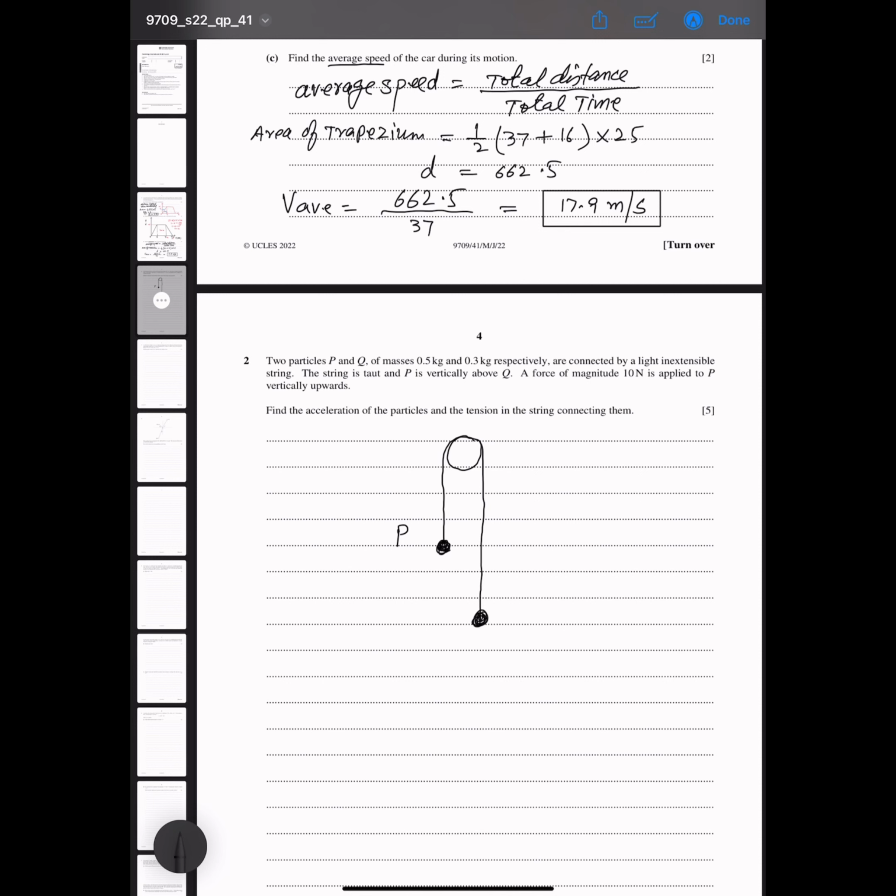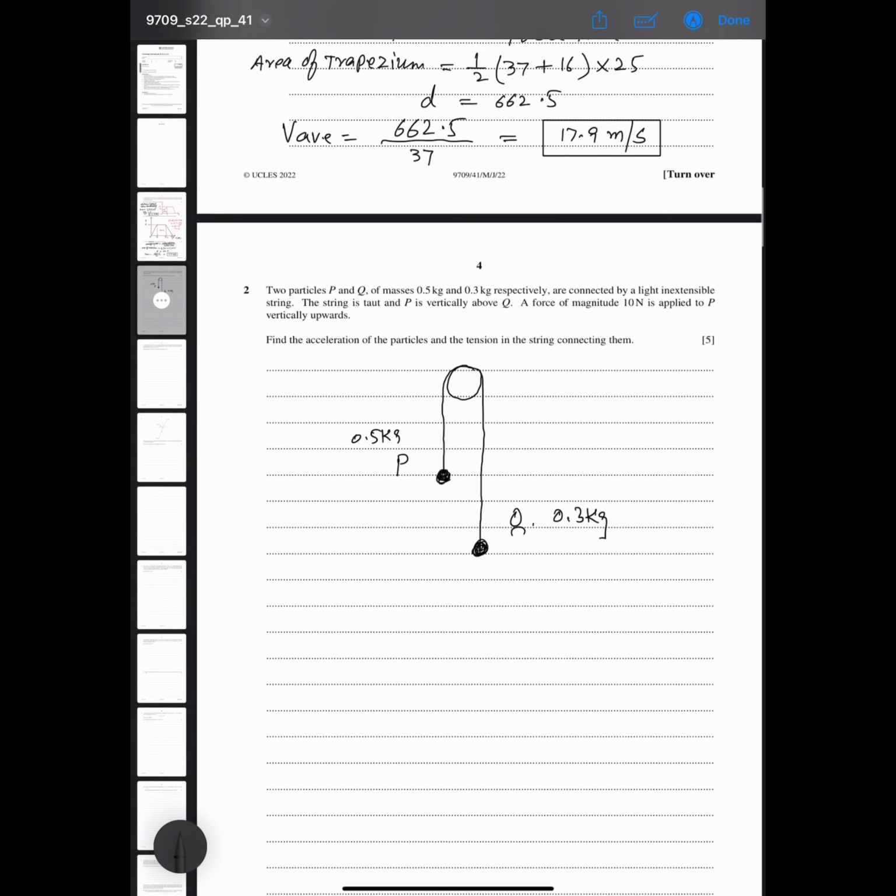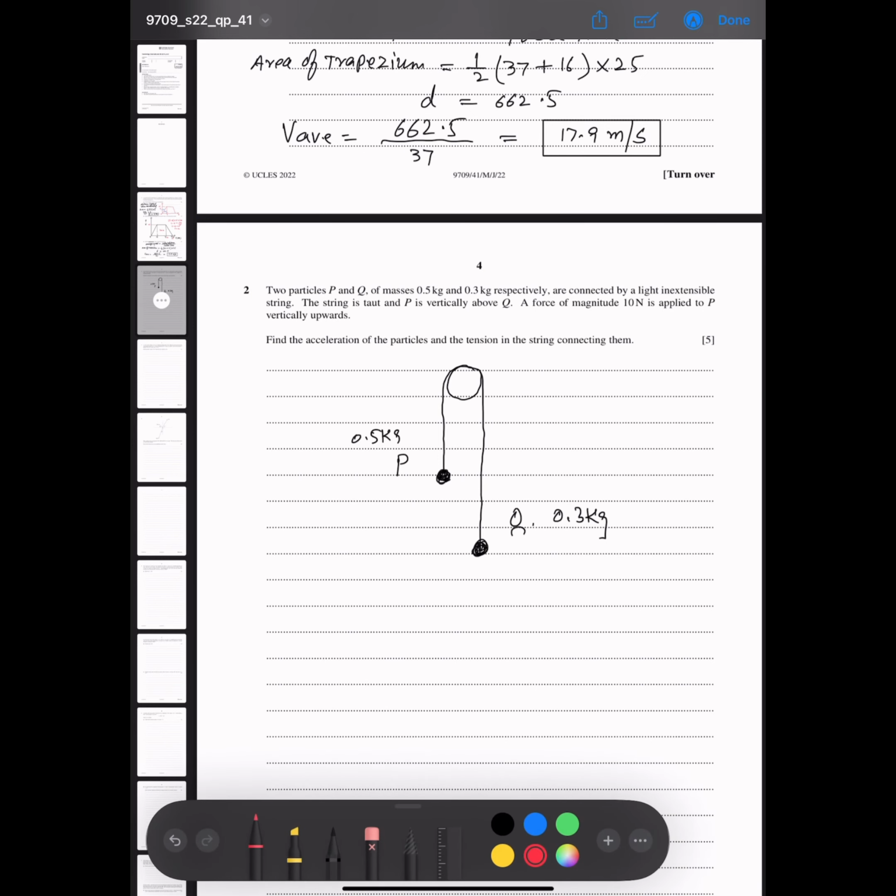This is particle Q, 0.5 kg is the mass of P, 0.3 kg is the mass of Q. The string is taut and P is vertically above Q. A force of magnitude 10 Newton is applied to P. This is the 10 Newton force.